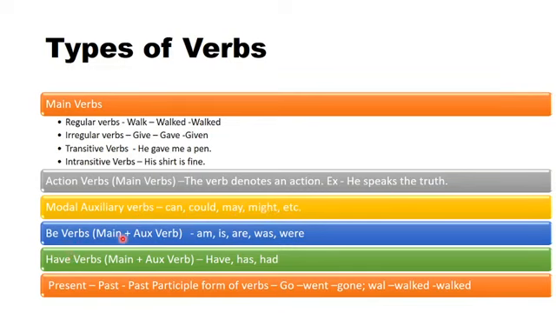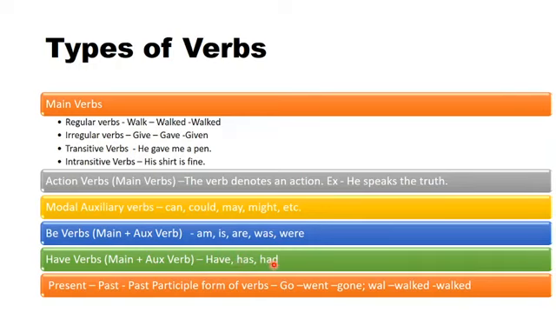Then be verbs. There are only fixed be verbs in English. There are 5: am, is, are, was, were. These are the 5 fixed be-form verbs in English. Am, is, are denote present tense. Was, were denote past tense. And next come the have verbs. This have verb will function as a main verb as well as an auxiliary verb. There are 3 have verbs: have, has, had. Have, has come in present tense.